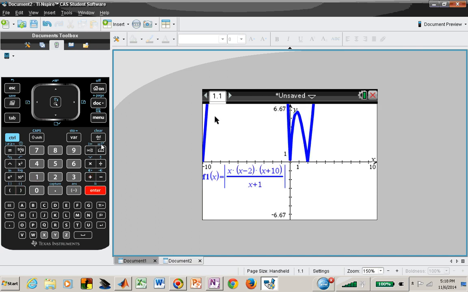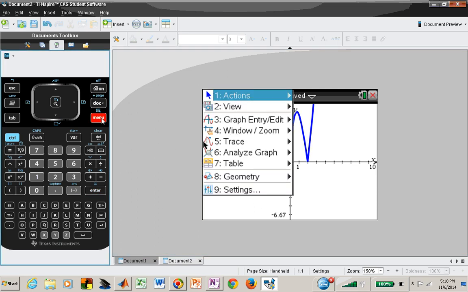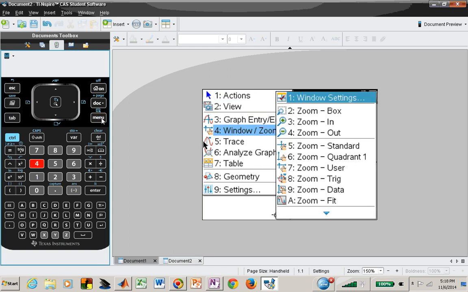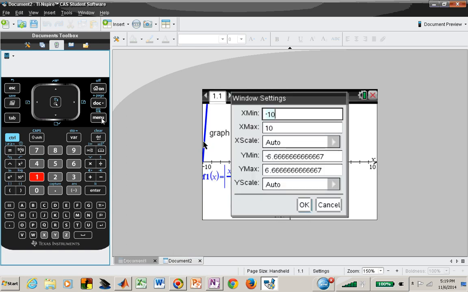And now it's giving me all sorts of ranges. So let me open up another window, which in this case, hopefully I can do with the menu command. I can say, okay, go to the fourth option, which is the window. Let me go to 1, which is the window settings.